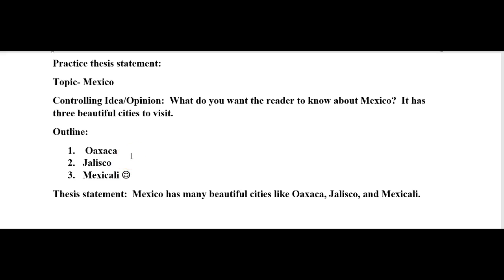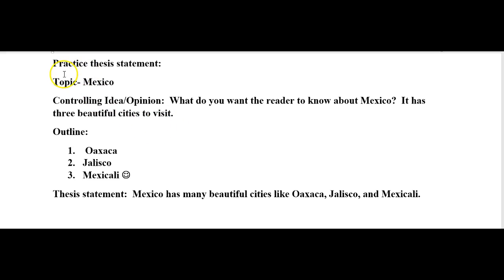So here's an example the students could have come up with, or the one I came up with. So first of all, this is a practice thesis statement. I decided to use the topic of Mexico. I'm the writer now, what do I want you, the audience, to know about Mexico? Well, here's my controlling idea or my opinion. And it is, Mexico has 3 beautiful cities to visit. There are more, but I only want to talk about 3 for the purpose of this essay.